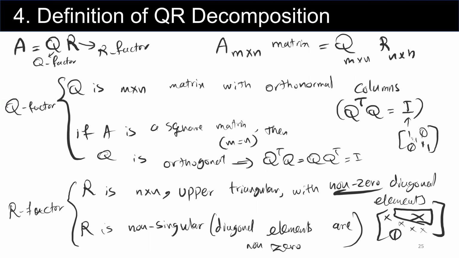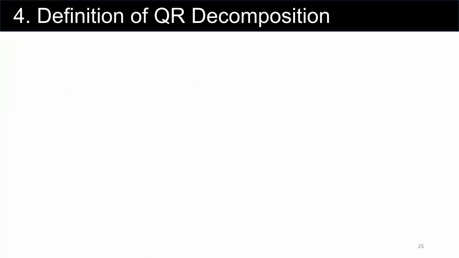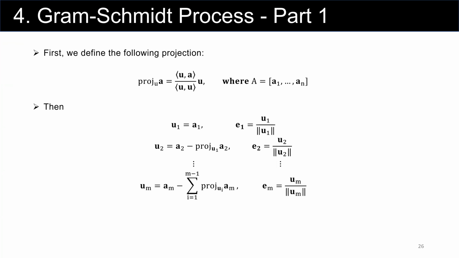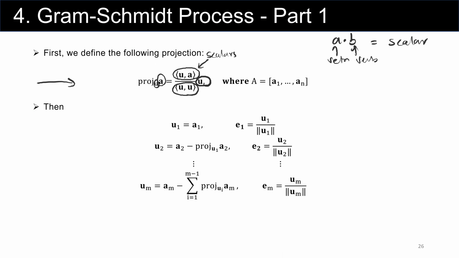So considering these two, now let's go to the next step. How to find the QR decomposition of a matrix using the Gram-Schmidt process. First, we define a projection. The projection of vector A on U is equal to the inner product of A and U divided by the inner product of U and U. Note that these values are scalars. This scalar value is multiplied by vector U. So this is U, this is A, and we want to find the projection of vector A on vector U. It's going to be in the same direction as U, and this is the projection of A on U.